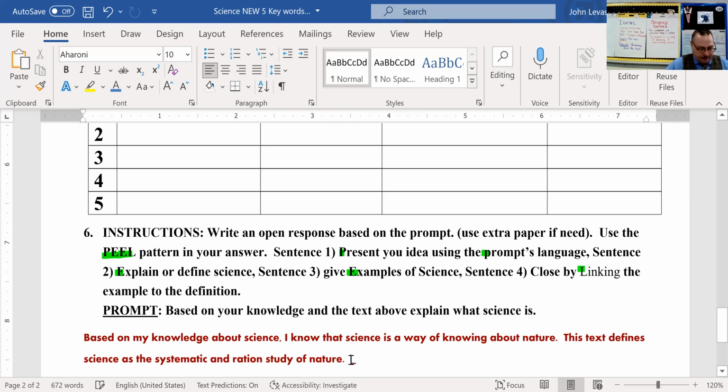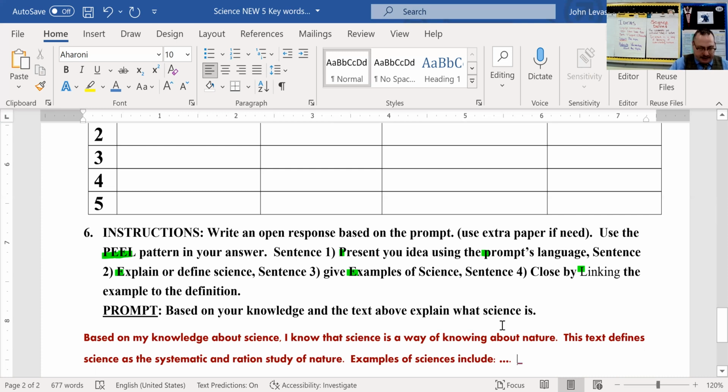Now I need an example. Examples of science. I'm going to say sciences include, and I'm going to put a colon, based on our study that we had in one of the earlier assignments, you should be able to name... I'm going to put 3 dots there. That's called an ellipsis. That means that you've got information that you can add there. Based on one of our earlier assignments, you should be able to name different sciences, and so you can give examples of sciences. And then you want to link them together.